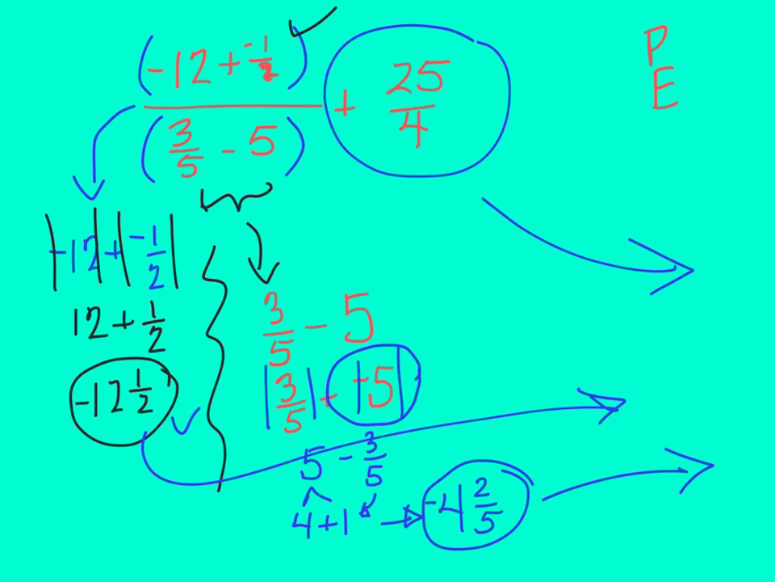So here we go. On to the next page. So we've got negative 12 1/2 divided by negative 4 2/5 plus 25/4. So we do now have this division problem. So let's write that in the form that we're used to seeing it, going across with that division symbol.